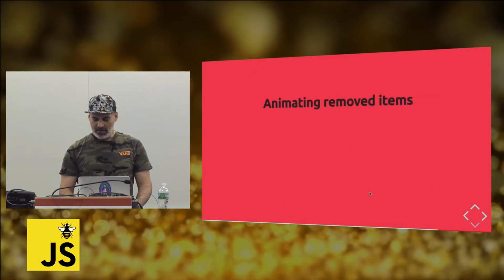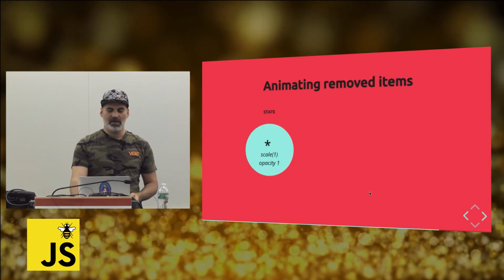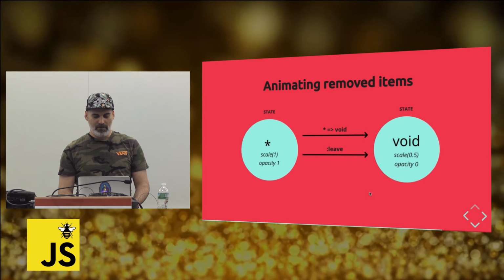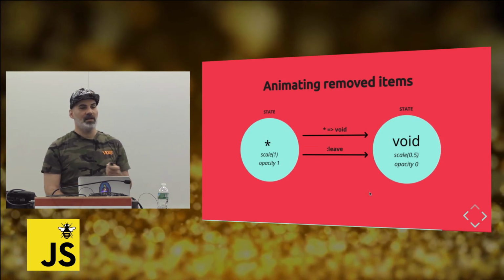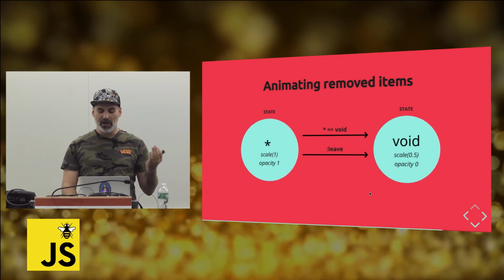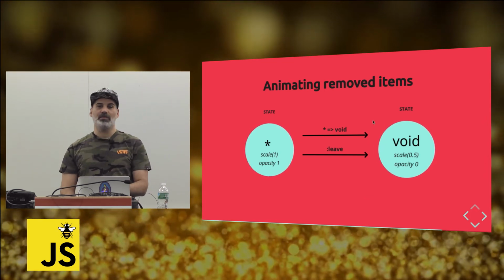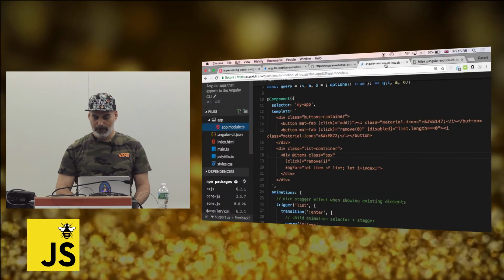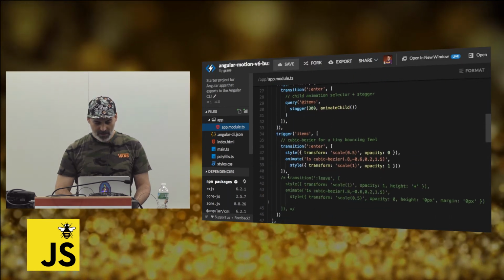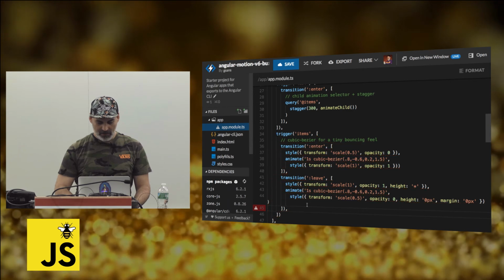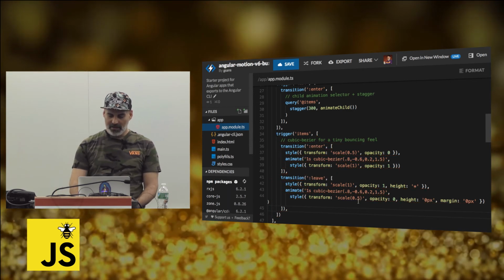The next effect that I want to cover is when I remove the items. That's going to be exactly the same. I'm going to use the opposite transition. So now I'm going from one state to the void state, and I'm going to use just the reverse for that. Let me just uncomment this code here. So that's the leave transition.